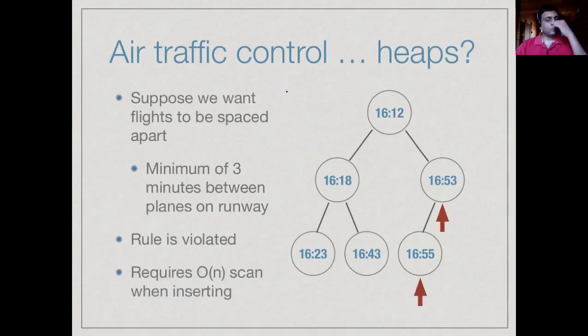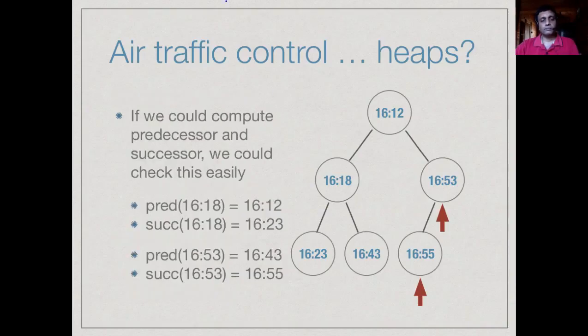Now unfortunately, in the heap data structure there is no easy way to do this. So when 16:55 is added to the heap, we have to scan it against all the elements in the heap in order to find out whether it is within 3 minutes of any of them. So this would be a linear scan. So all other operations, insert and delete on a heap, were logarithmic, but if we want to impose this constraint that no 2 elements in the heap are within 3 minutes of each other, then we would add an extra linear time cost to every insert, and this would then make a heap unviable for this kind of data.